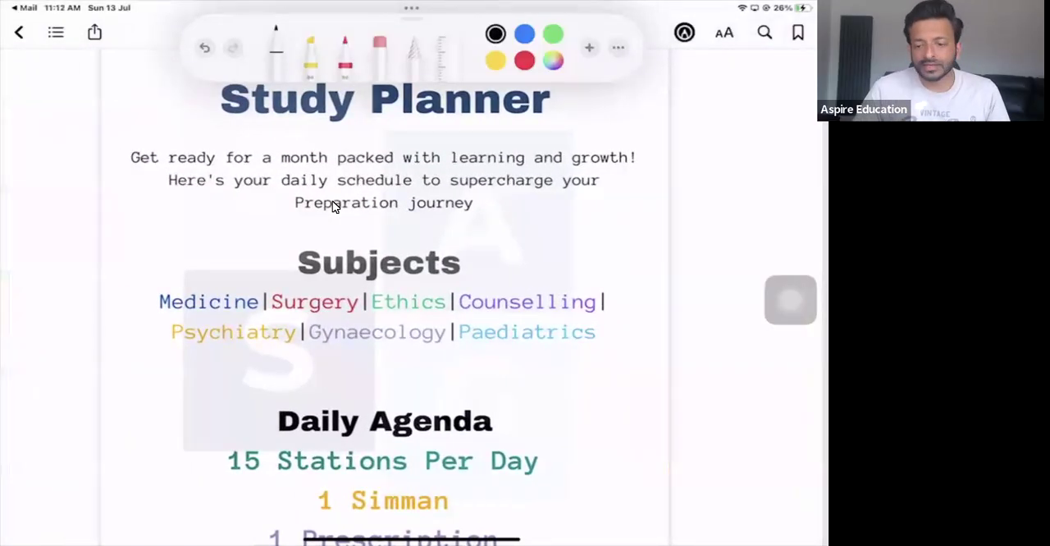Okay, so, study planner. Now, the thing is, how many stations should I be doing on a daily basis? It actually depends on when your exam is. I can't say start with 10 or 15, but obviously start with a bit less, and as you get used to it, you can increase the number of stations.